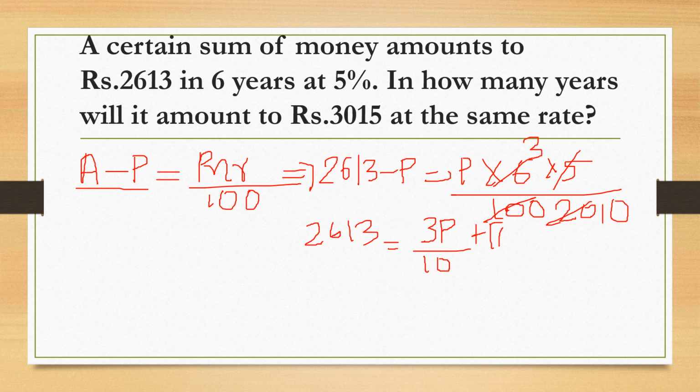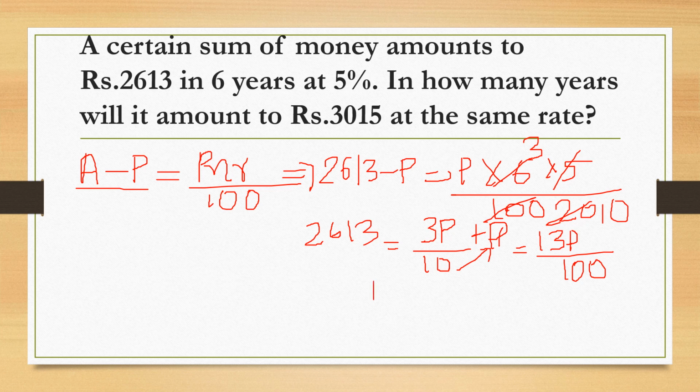Sorry, plus P. Okay. We have to cross multiply. So 10P plus 3P is 13P by 10. Okay. Now we get that 2613 is equal to 13P by 100.